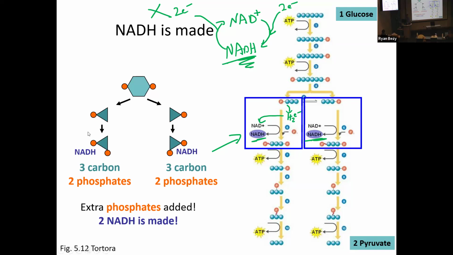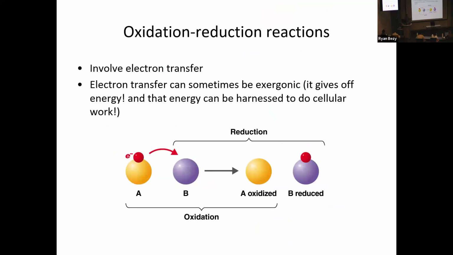So at the end of this, you've got 3-carbon molecules with 2 phosphate groups attached, and you're making some NADH. These electron transfers are an example of what are called oxidation reduction reactions. Oxidation reduction reactions are any type of chemical reaction that involves electron transfer, and sometimes they're also referred to as redox reactions. Those are 2 different names for the same thing.